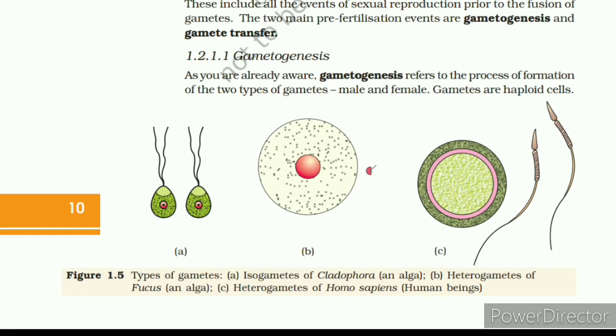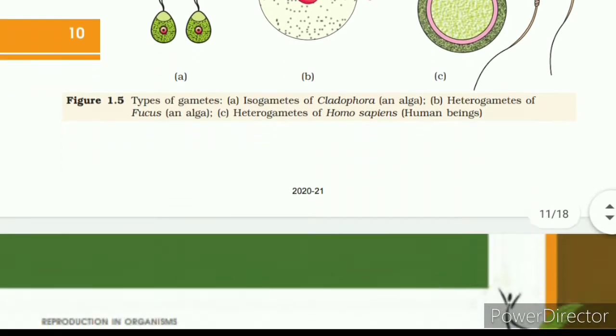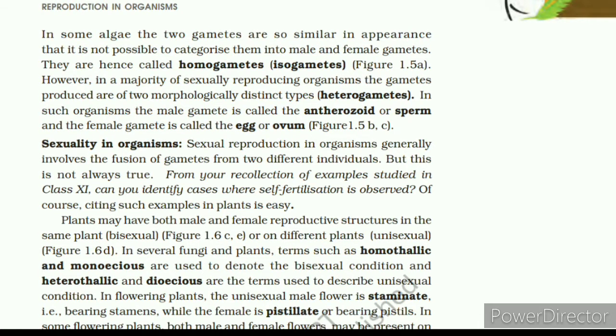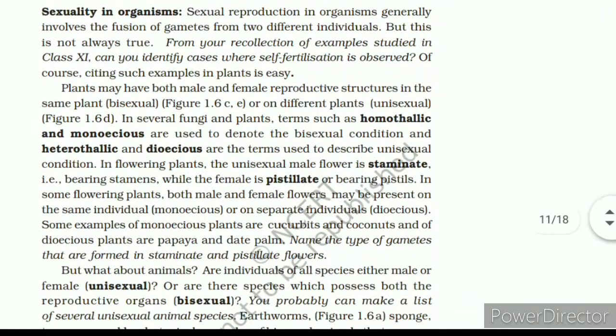Sexuality in organisms. Sexual reproduction in organisms generally involves fusion of gametes from two different individuals. But this is not always true. From a recollection of examples studied in class 11th, you can identify cases where self-fertilization is observed. Of course, citing such examples in plants is easy. Plants may have both male and female reproductive structures in the same plant, that is bisexual, or on different plants, that is unisexual. In several fungi and plants, terms such as homothallic and monoecious are used to denote the bisexual condition, and heterothallic and dioecious are terms used to describe the unisexual condition.